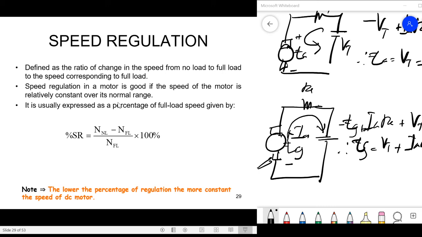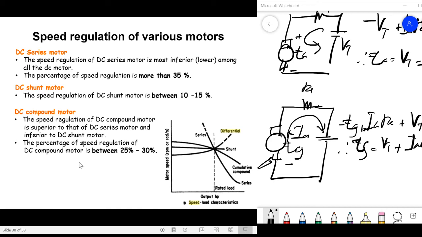Right? So speed regulation defined as the ratio from no load speed to full load speed. Speed regulation in a motor is good if the speed of the motor is relatively constant over its normal range. Is usually expressed as a percentage. Kita ada voltage regulation, tapi dalam DC motor kita tak ada voltage regulation lah, kita ada speed regulation. So this is speed regulation. DC series motor, the speed regulation of DC series motor is most inferior among all DC motor. The percentage of speed regulation is more than 35%.